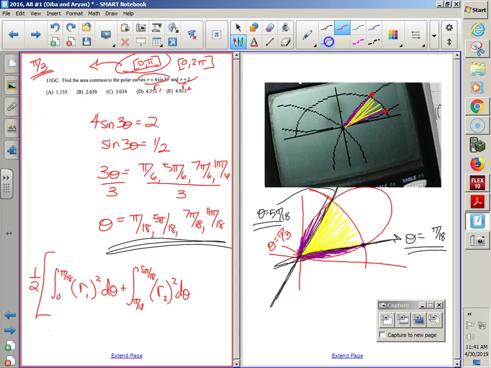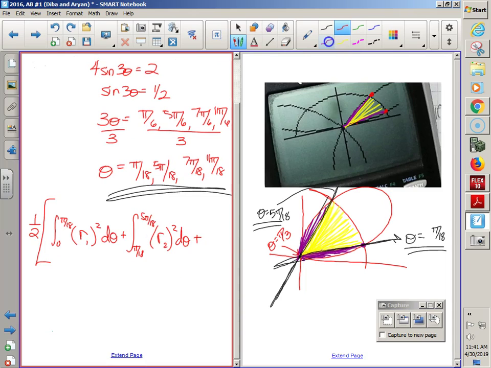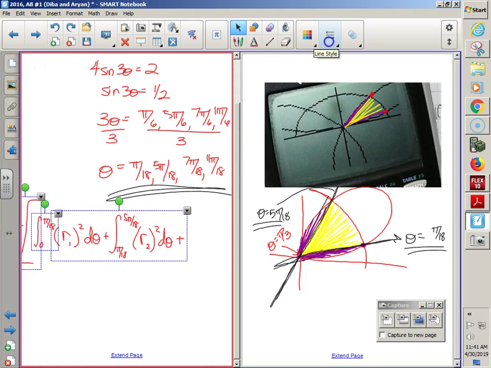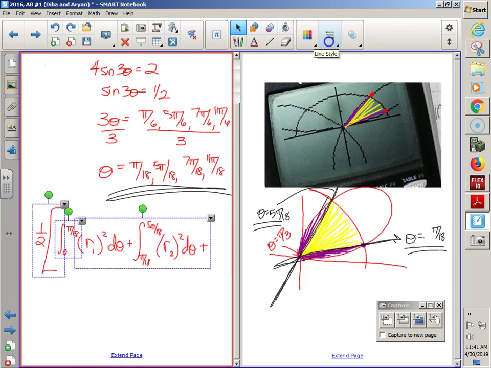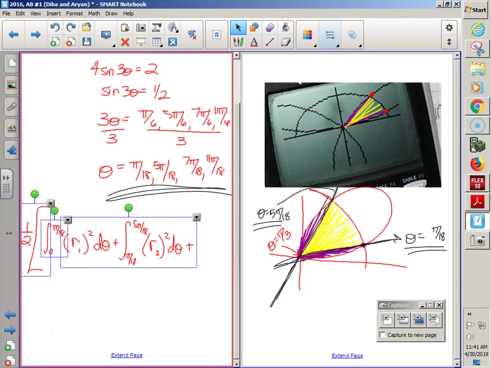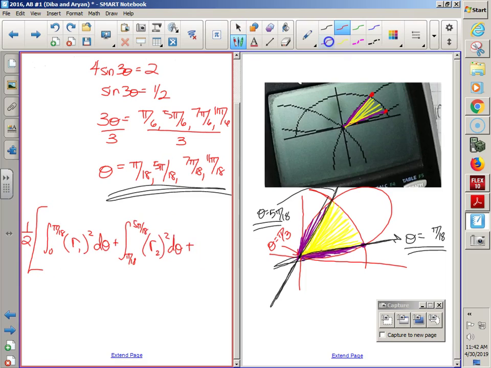Then to finish this off entirely, let me try to fit this in one line to make it simpler. Come on. Never mind, I won't do that. Here we go. 5 pi over 18 to pi over 3 of R1 squared.